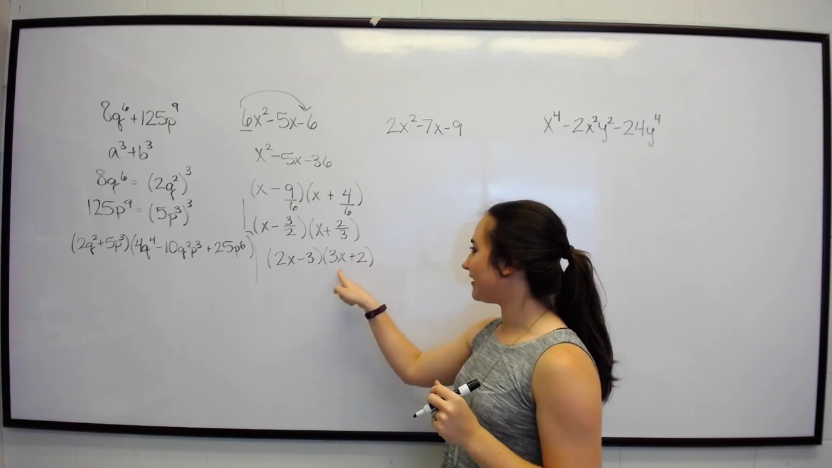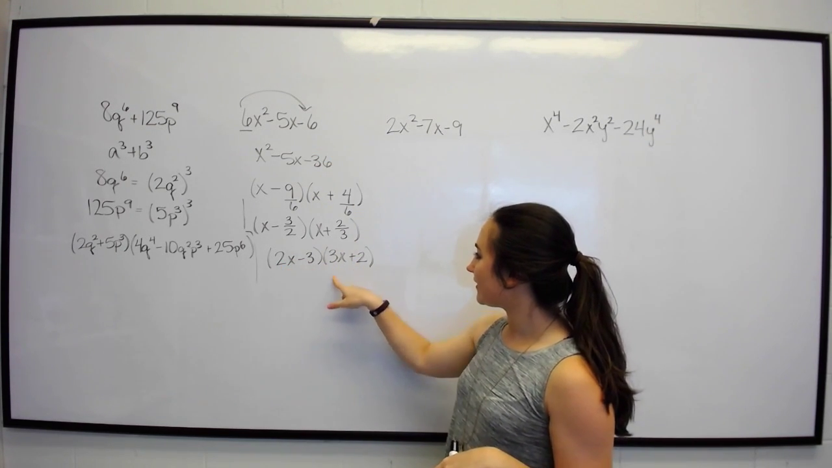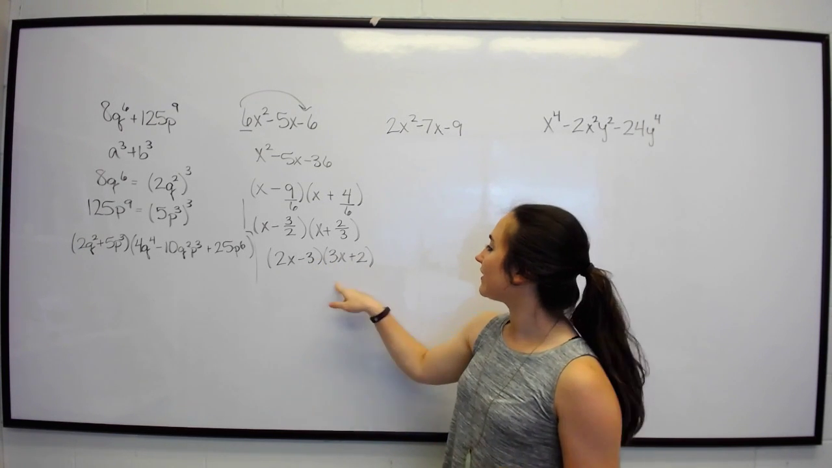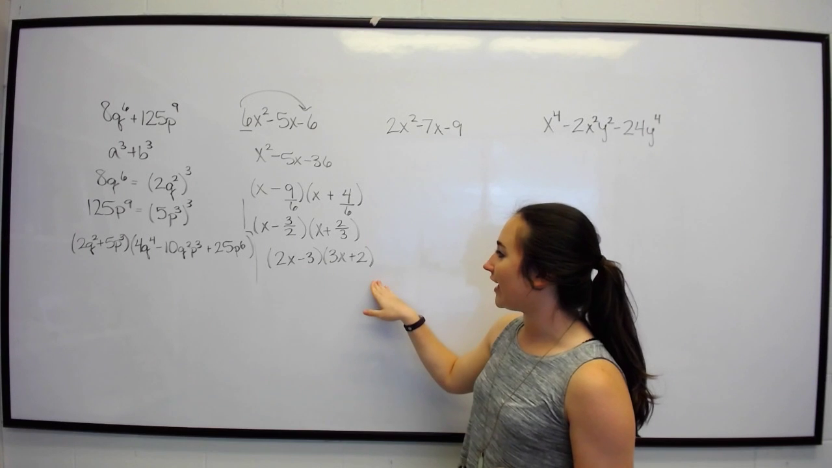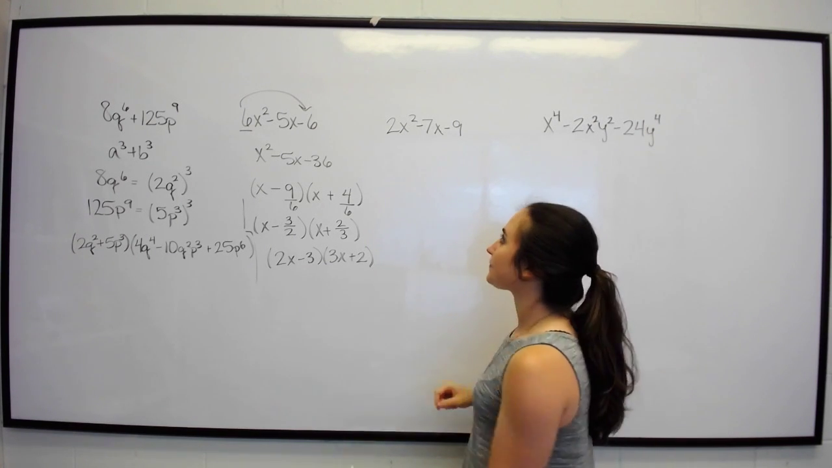And we can check it. That would give us 6x squared plus 4x minus 9x would give us negative 5x minus 6. So this would be how we could factor when our leading coefficient is not 1.